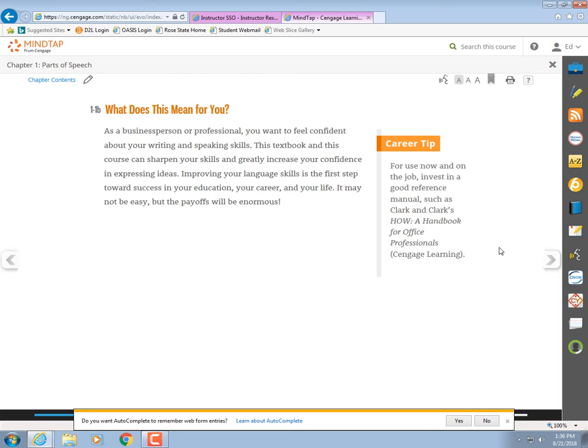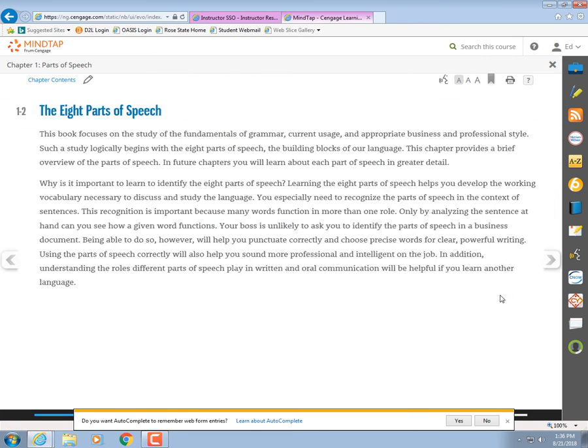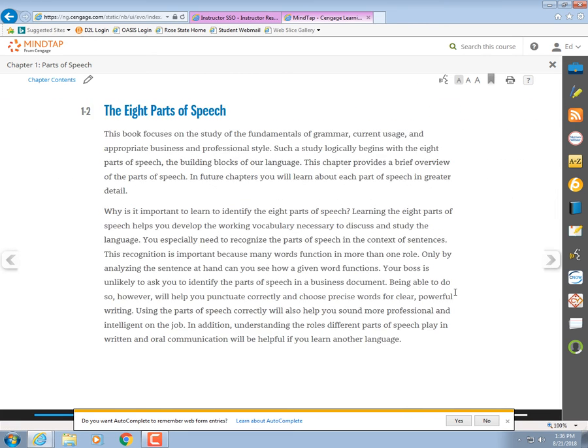Okay, the 8 parts of speech: nouns, verbs, pronouns, adjectives, adverbs, interjections, conjunctions, and prepositions. There's your 8 parts of speech. We will diagram those in a special way, just as I diagrammed it earlier in the session. That's a different way of diagramming. You've probably never seen it diagrammed that way. This simplifies it and makes it easier to understand.